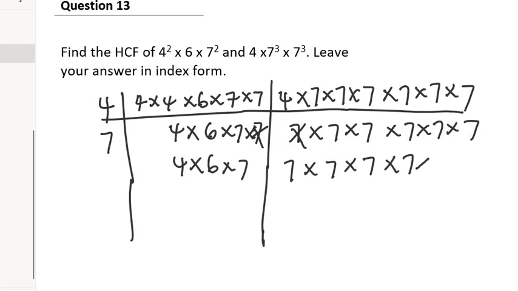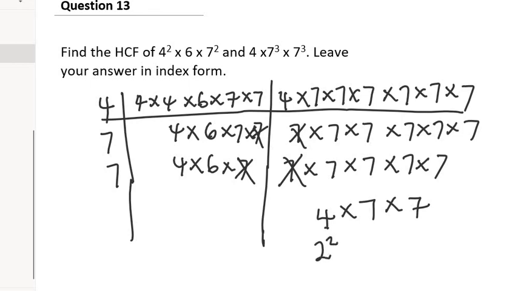What can go? 7 can still go. This 7 cancels this 7 and cancels 1 7. Nothing else can go. So I'll have 4 times 7 times 7. 4 in index form is 2 raised to power 2, and 7 times 7 is 7 raised to power 2. In index form, this will be my answer.